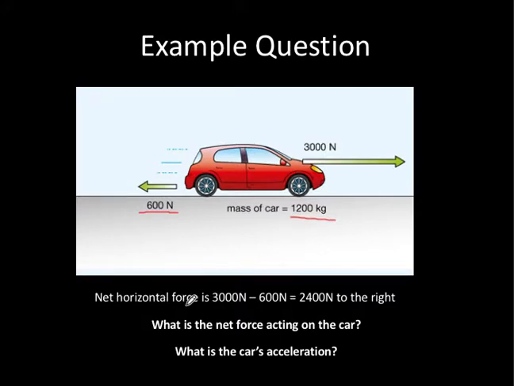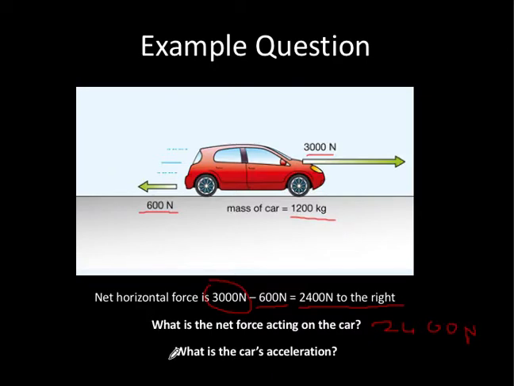Now the net horizontal force is the 3,000 newtons of thrust that the engine is providing, minus the 600 newtons of resistance. This gives the car a net force of 2,400 newtons to the right, in a forwards direction. So what is the net force acting on the car? You go 3,000, take away 600, which gives you 2,400 newtons. Don't forget the N.